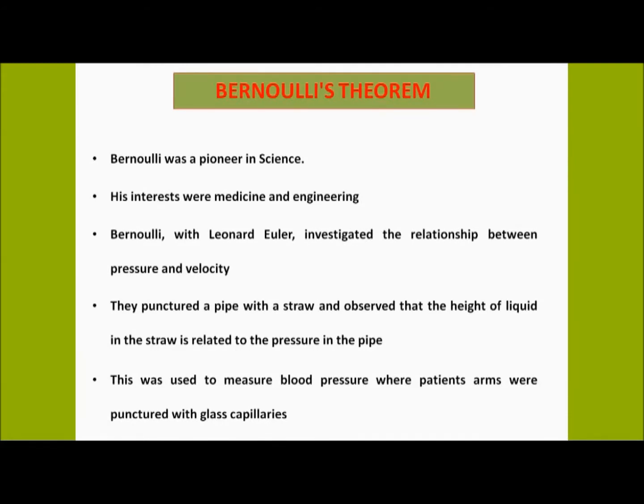Now if we puncture this artery or vein with a glass capillary, the blood will come out from the capillary. The height of the blood which is coming out from the capillary is associated with the pressure. Generally we have two pressures in our blood vessels. One is known as the systolic pressure, which corresponds to 120 mm Hg. Another is the diastolic pressure, which corresponds to 80 mm Hg, right?